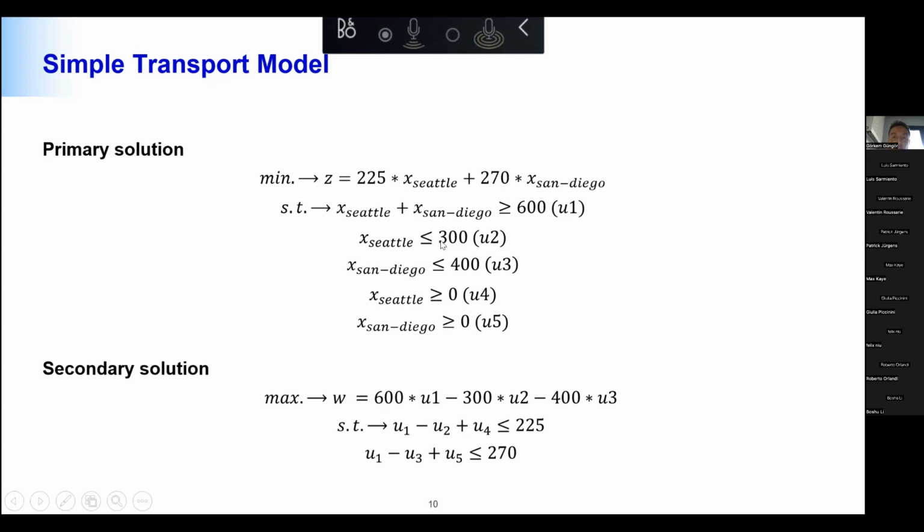And we can check this by increasing the U2 constraint from 300 to 301. This means that we can produce one more unit, one more transport canister, from Seattle. But to increase this production by one more unit, as our demand is again 600, we have to reduce our production from San Diego. So our additional utility is the difference between 270 and 225, which is $45.